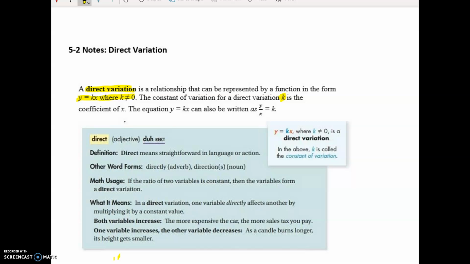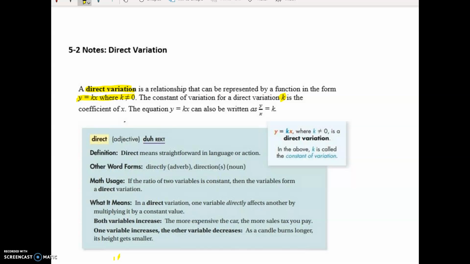Direct, of course, means straightforward. I want to talk about the math definition. If the ratio of two variables is constant, then the variables form a direct variation. For example, one variable directly affects another by multiplying it by a constant value.